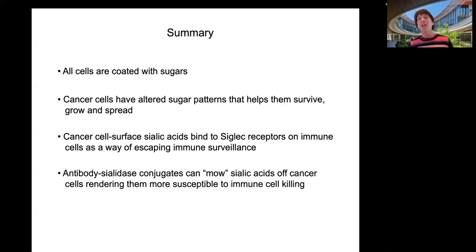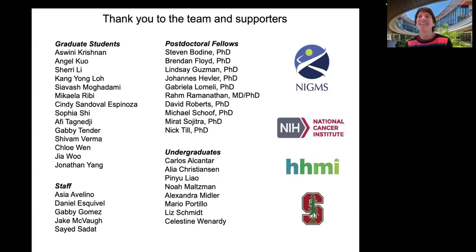And then finally, by learning that, we were able to develop a new type of immune therapy that is basically a lawnmower that cuts the sialic acids off the cancer cell and makes those cells more susceptible to killing by the immune system. And we're going to test this in human cancer patients later this year. With that, thank you very much.